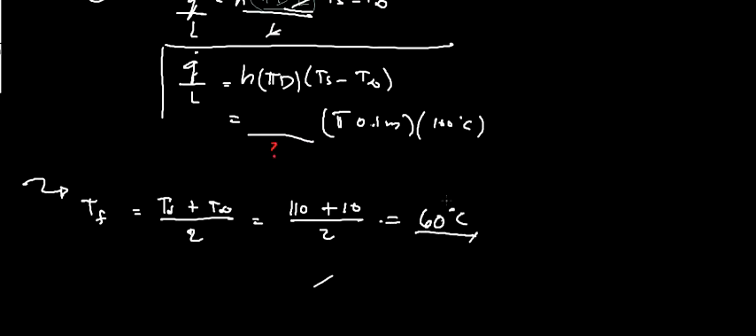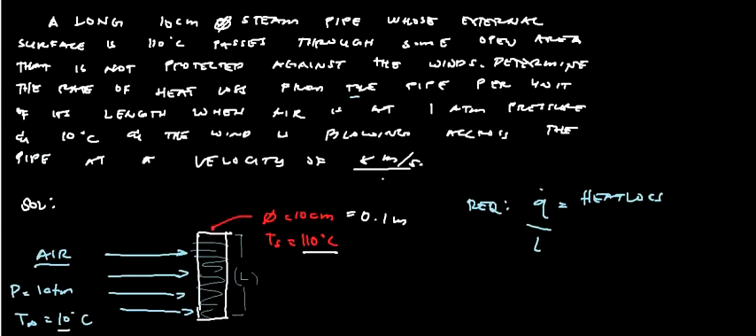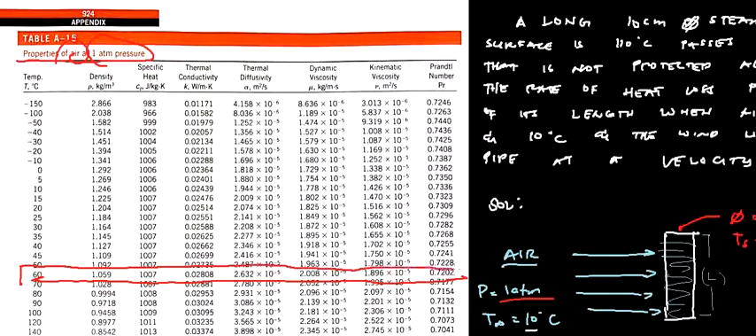So if this is our film temperature, to get the properties of air, we need to go back here. So we have the properties of air at 1 atm pressure. So this says that the air is at 1 atm. So we can now proceed to the film temperature, which is 60. So if we have 60, we have the following properties. Right? Okay.